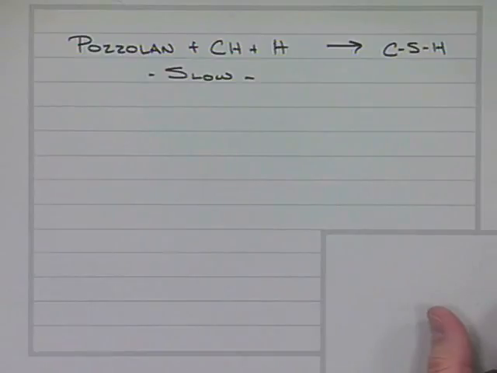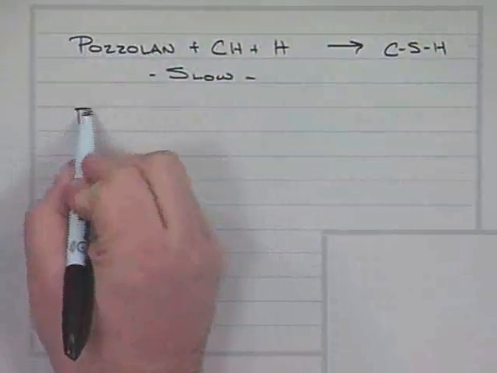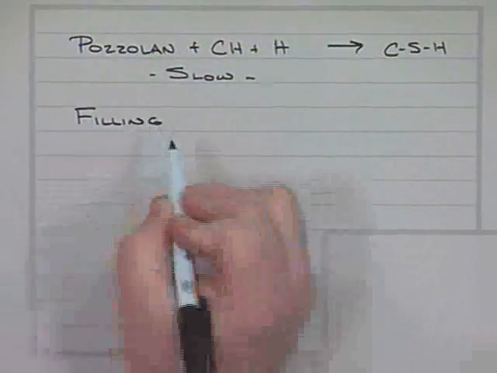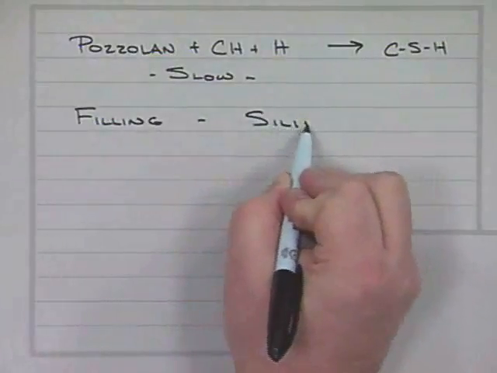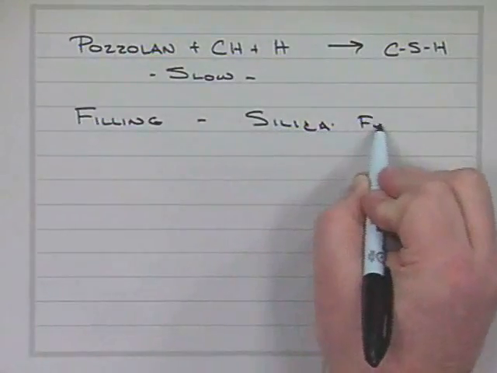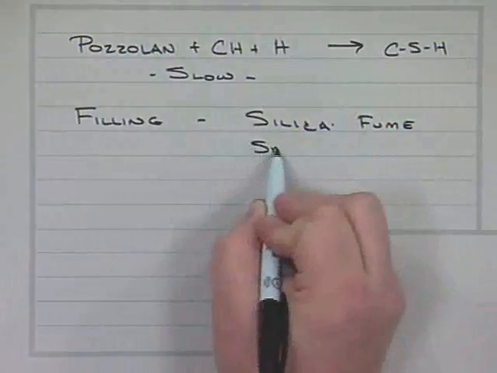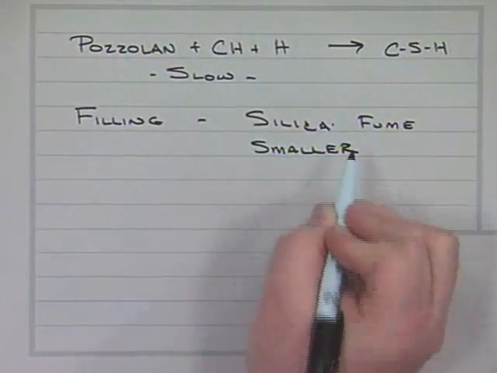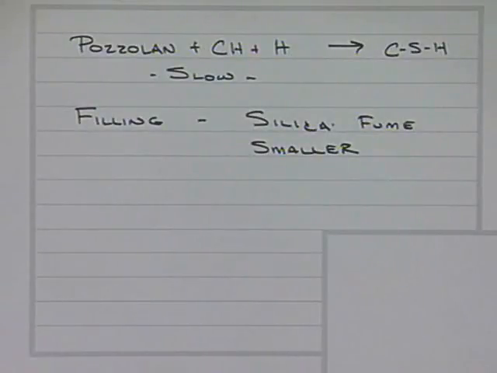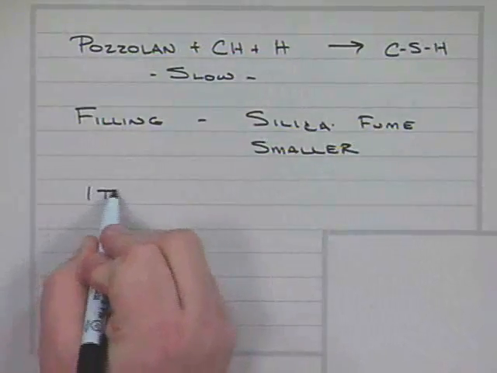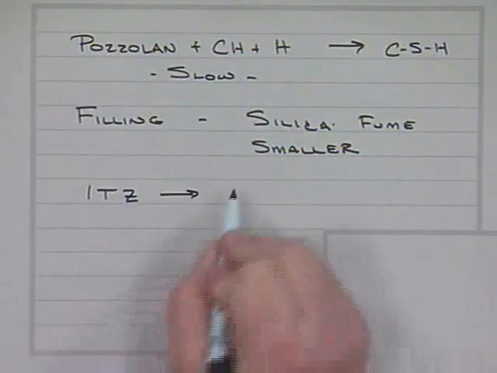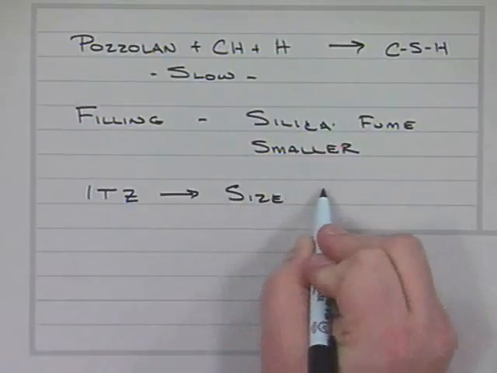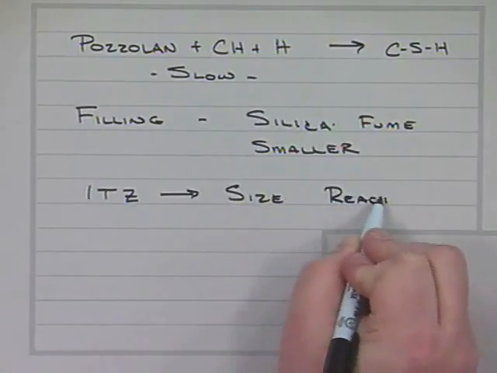We said that there were some other aspects of a pozzolan that we should be aware of. Intensifying action. All right. A pozzolan would also have a particle filling effect. And this filling effect is mainly going to be for silica fume, because it is much smaller than the other particles. So pozzolans will typically be very, very effective in the interfacial transition zone. They will be most effective there, mainly because of their size and the fact that they are going to react with calcium hydroxide.